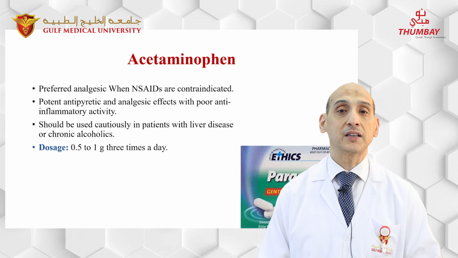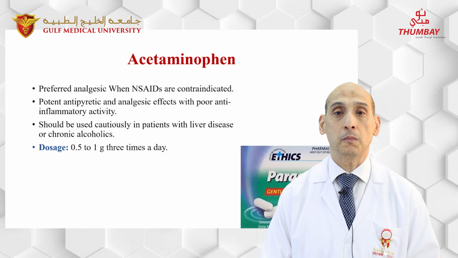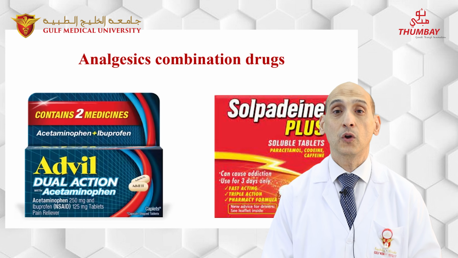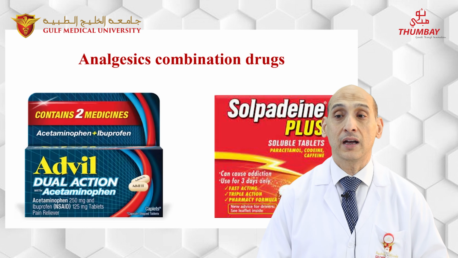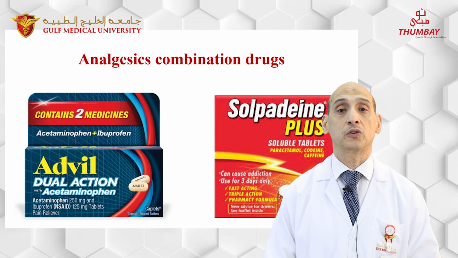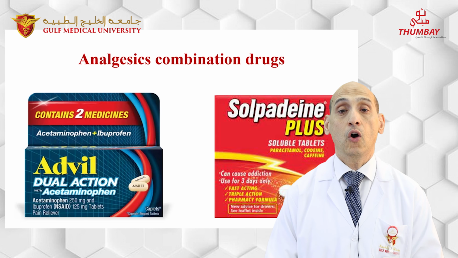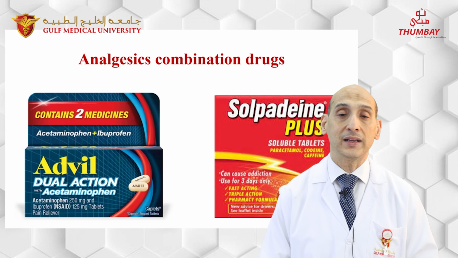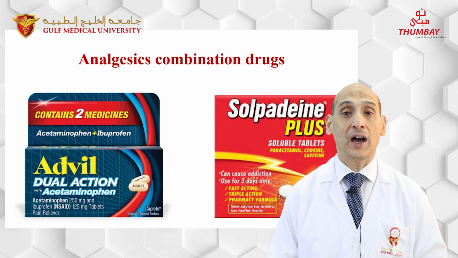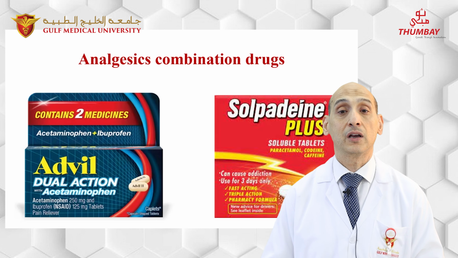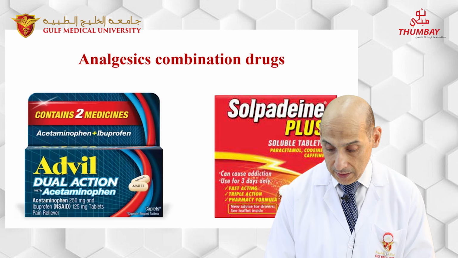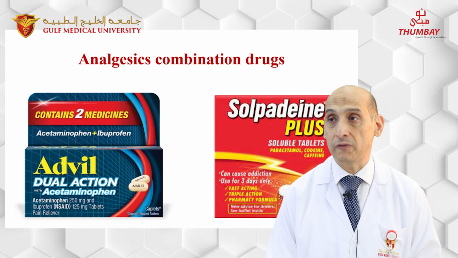There are some drugs which combine acetaminophen with a non-steroidal anti-inflammatory, acetaminophen plus ibuprofen, like for example Advil. Or there are some drugs that combine acetaminophen with other narcotic or opioid drugs, for example codeine and caffeine. This is for more control of pain.